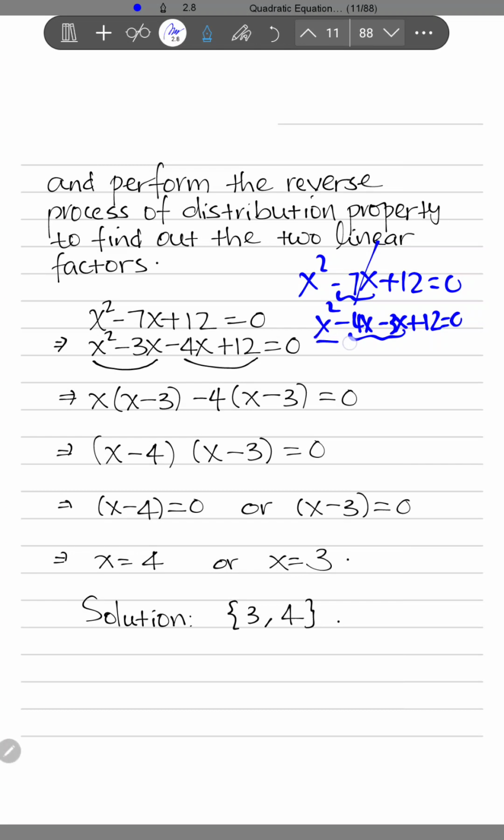But can we see anything in common between x squared and 4x? What is the common thing they both have? X squared is x times x. 4x is 4 times x. The common thing between x squared and 4x is 1x here. That's fine. So let's take 1x here. This 1x, I put it here. What is the remaining thing?